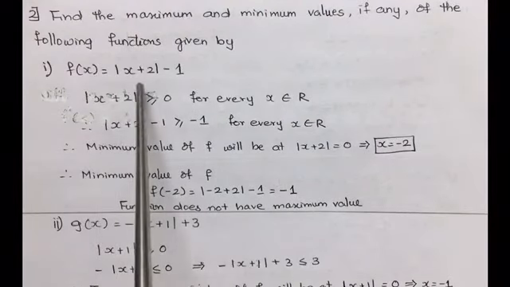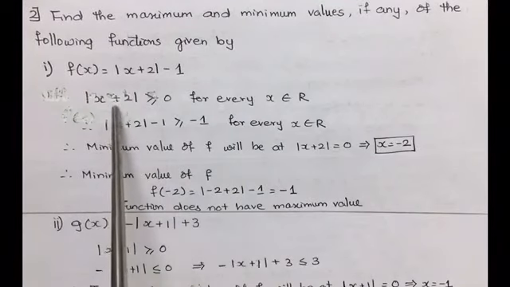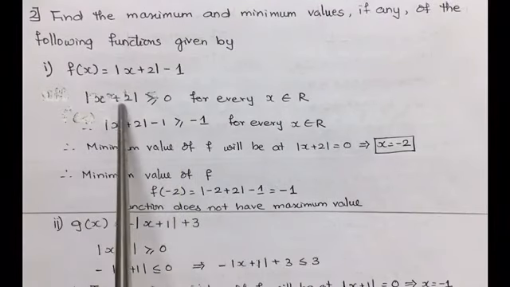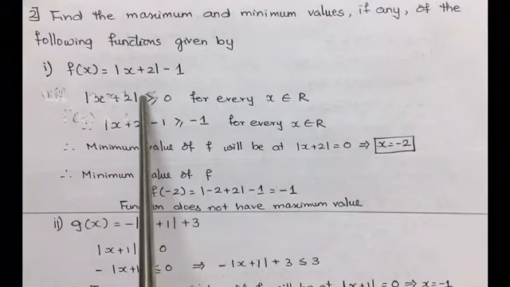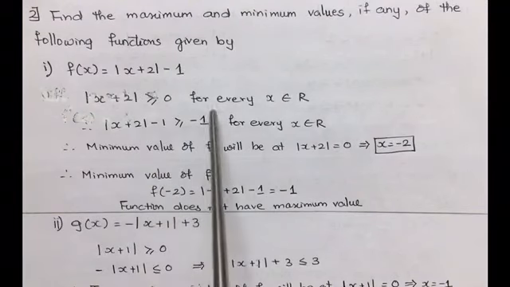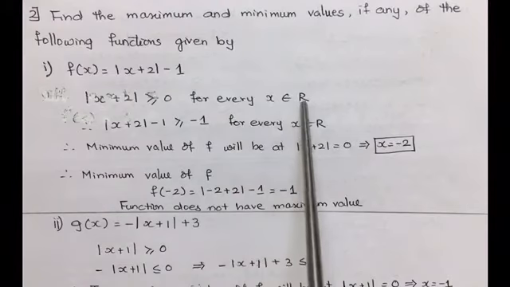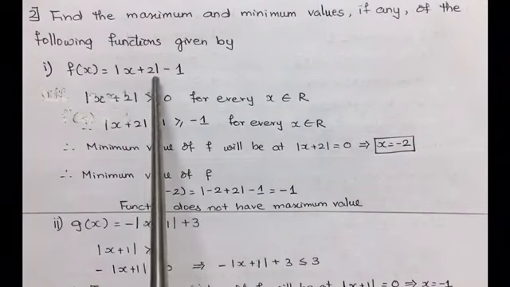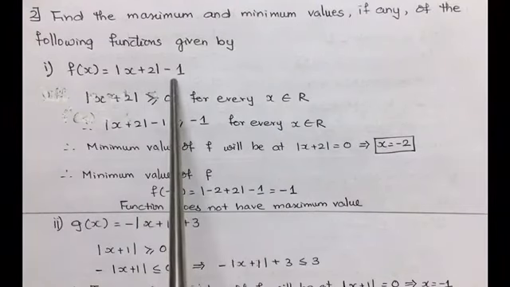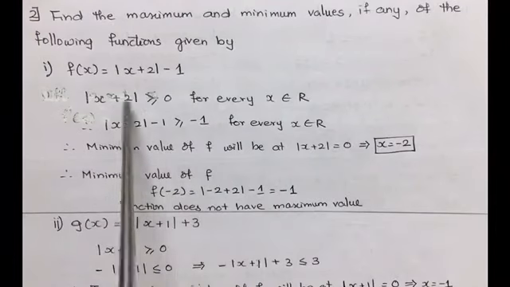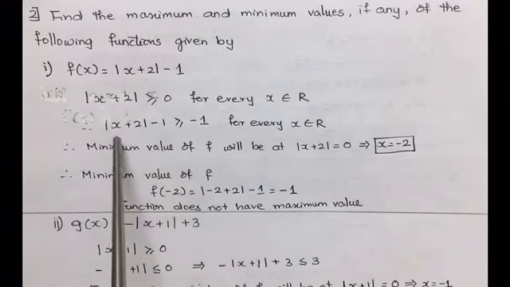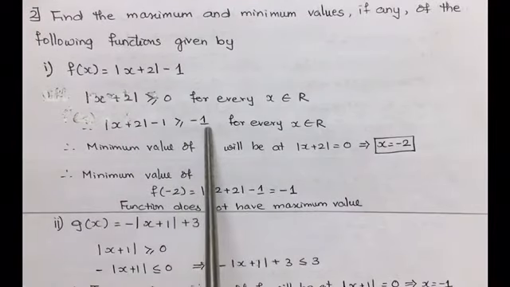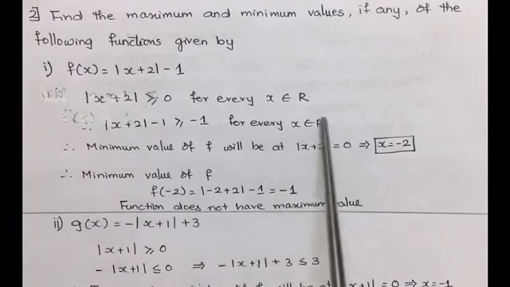Now here, instead of taking up the first derivative, as we know that the mod is always greater than or equal to 0, it always gives us a positive value. So we can take it directly as greater than or equal to 0 for whatever may be the value of x. So we have written here for every x belonging to R. Now mod of x plus 2 is subtracted by minus 1. So subtracting minus 1 on both sides, we get mod of x plus 2 minus 1 greater than or equal to minus 1 for every x belongs to R.